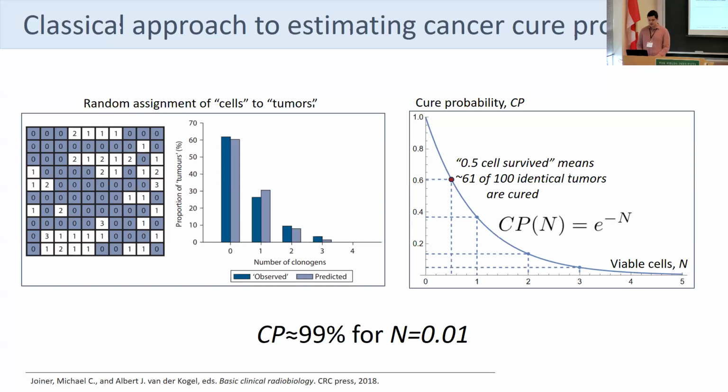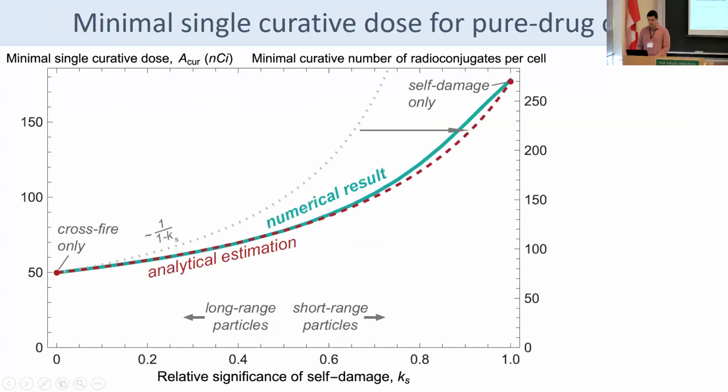For convenience, I will take 99% cure probability as definite cure. So if the number of viable cells falls below 100th, then cancer is cured. Otherwise, it is not. And why is it convenient? This allows introducing the minimal single curative dose as the dose resulting in this minimal number of viable cells. This plot illustrates the influence of the relative significance of self-damage versus crossfire on the minimal single curative dose, once again emphasizing the qualitative difference of extreme opposite cases.